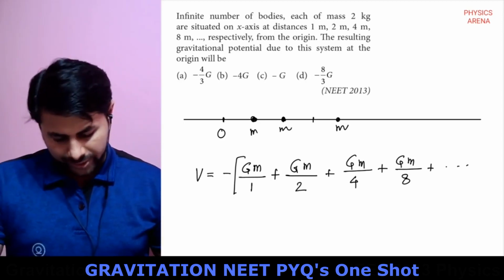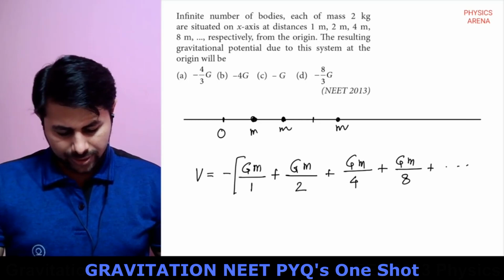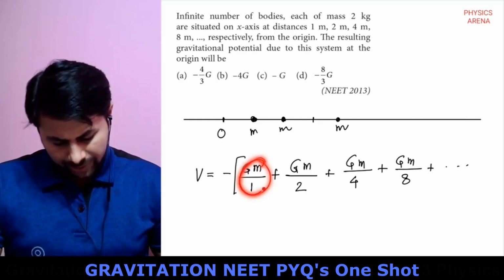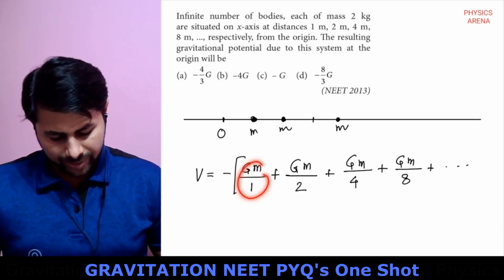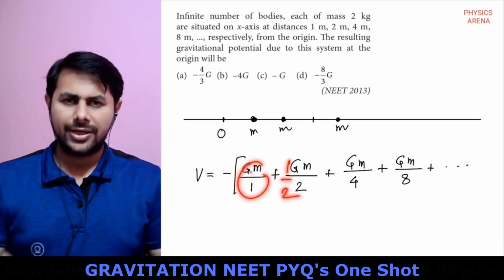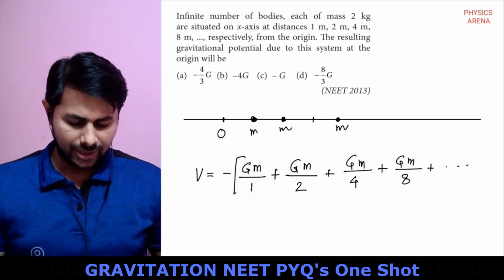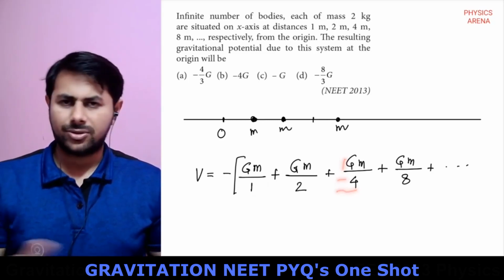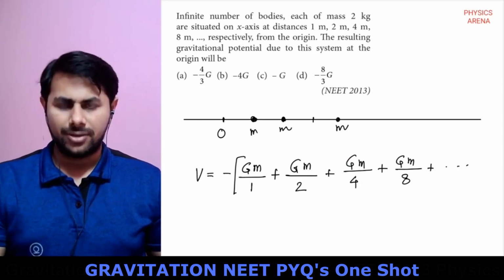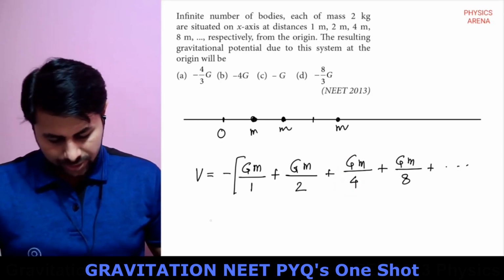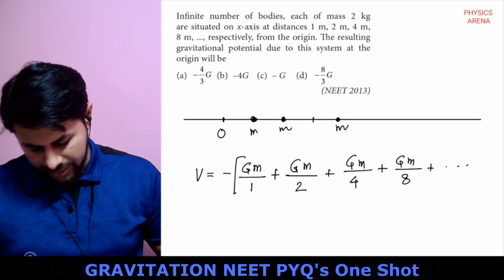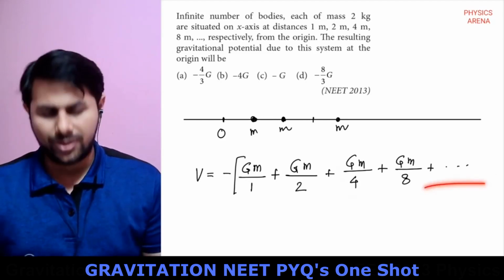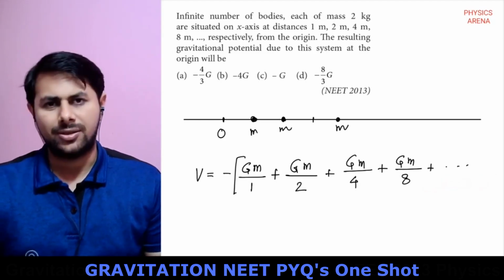Okay, what is the ratio? If this is the first term in the series, and you multiply the first term by half, you will get the second term. Then if you multiply that by half, you will get the third term, and so on and so forth, right? So this is a geometric series, and this will go till infinity. There are infinite such bodies.